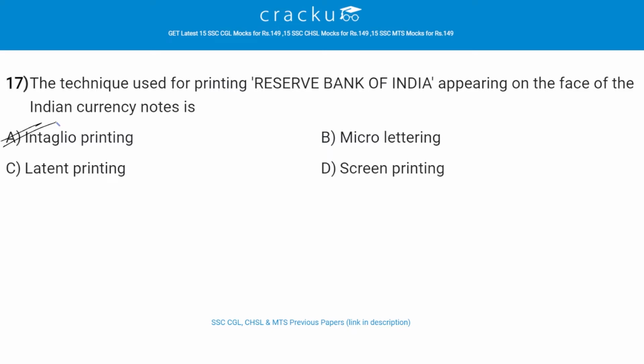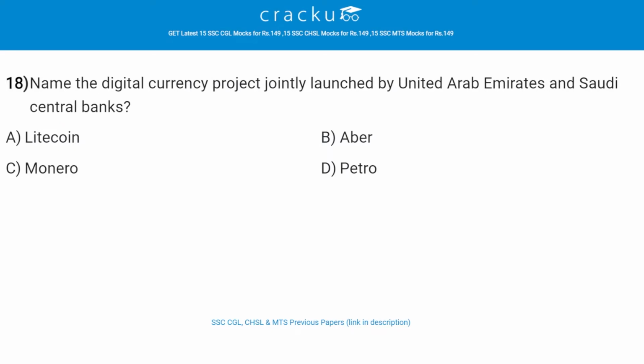Name the digital currency project jointly launched by United Arab Emirates and Saudi Central Bank. The correct answer is B, Aber. Aber was created by the Central Bank of Saudi Arabia and United Arab Emirates to explore domestic and cross-border settlement using a single regional currency.